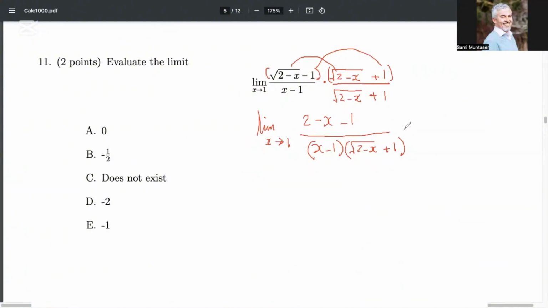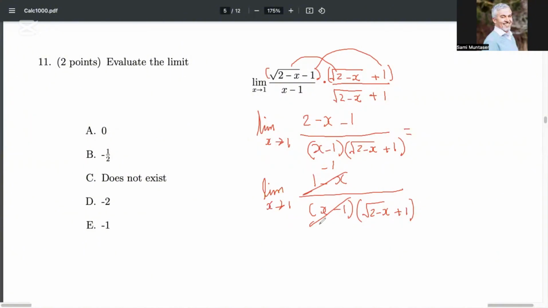What we're going to get here, as we collect like terms, we're going to get limit as x goes to 1. The top, 2 minus 1 is 1, and that's going to give you 1 minus x. And on the bottom, we still have x minus 1 times the square root of 2 minus x plus 1. Now, this is 1 minus x, and this is x minus 1. You could cancel them as long as you make one of them equal negative 1, because they are written backwards.